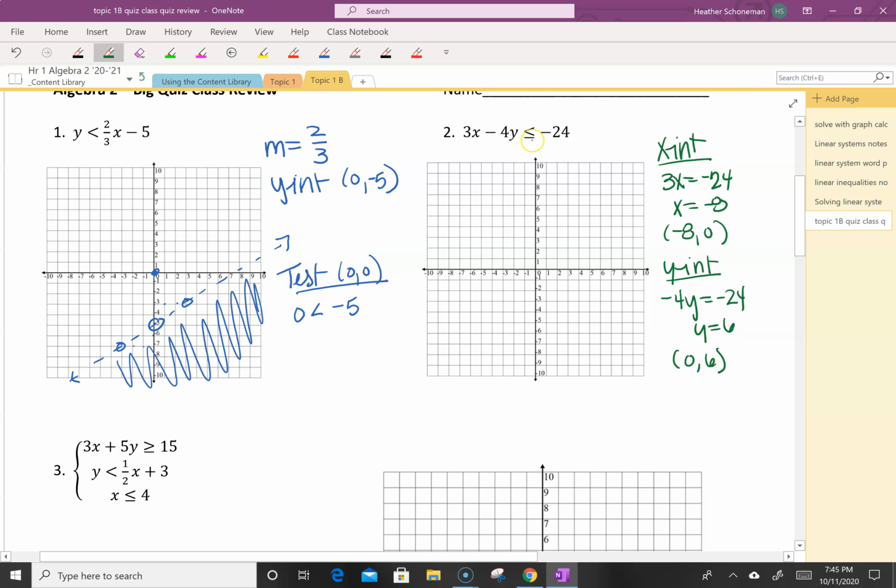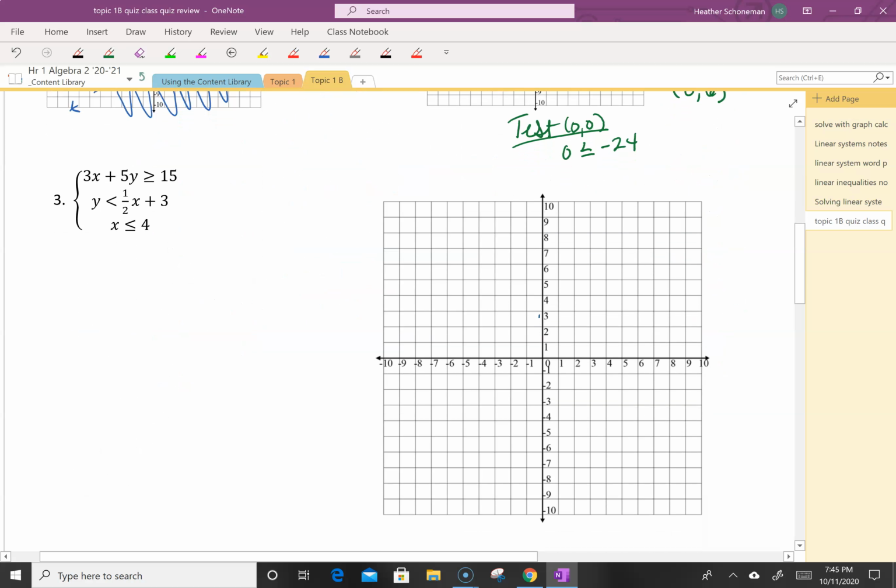Now this one, because it's less than or equal to, or if it had been greater than or equal to, closed dots and a solid line. So I have a point at (-8, 0) and a point at (0, 6), and I'm going to connect the dots. Now I need to test. (0, 0) is not on my line, so I can use it as a test point. I plug in (0, 0), and I get 0 is less than or equal to -24, which is false. So again, my (0, 0) is on the false side, but I want to shade the true side, so I'm going to shade up here.